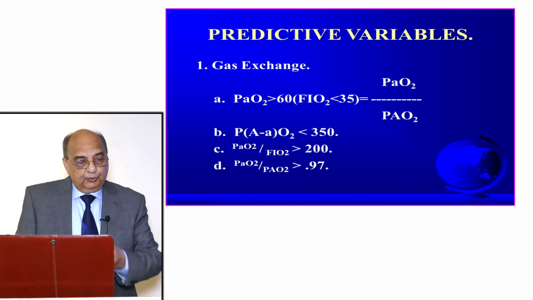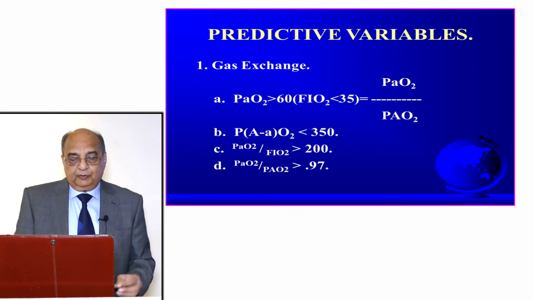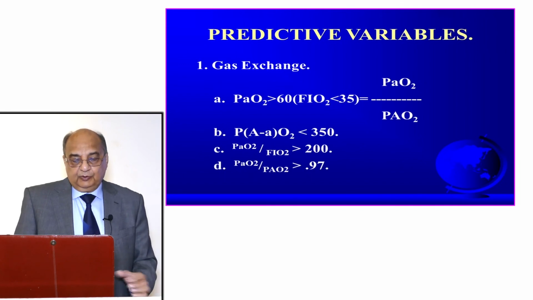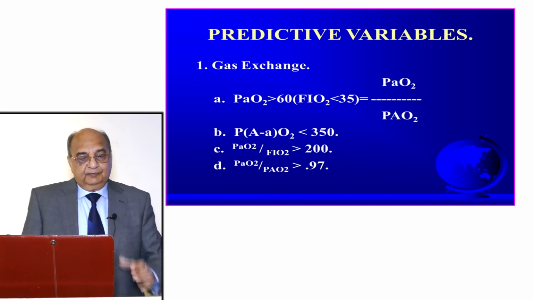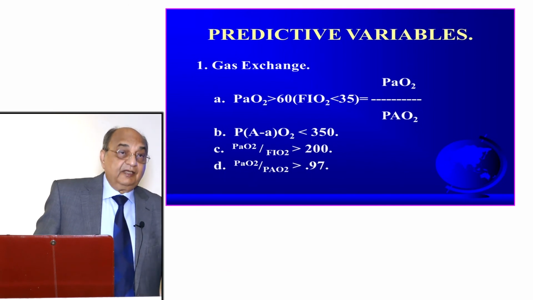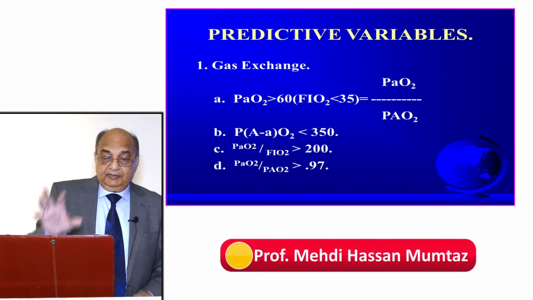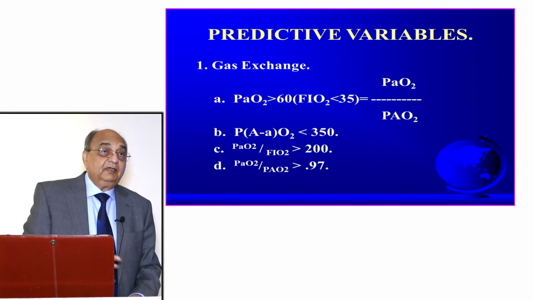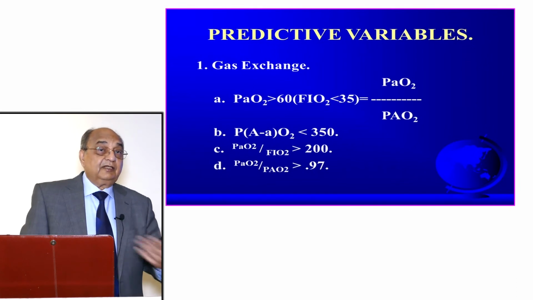Then you take the PaO2 over FiO2 ratio. It should be greater than 200. And then PaO2 over PAO2, that is the ratio. It should be 0.97 or 97%. So all through the blood gases, you assess this, that it has to be brought within this range. Then you try your weaning.